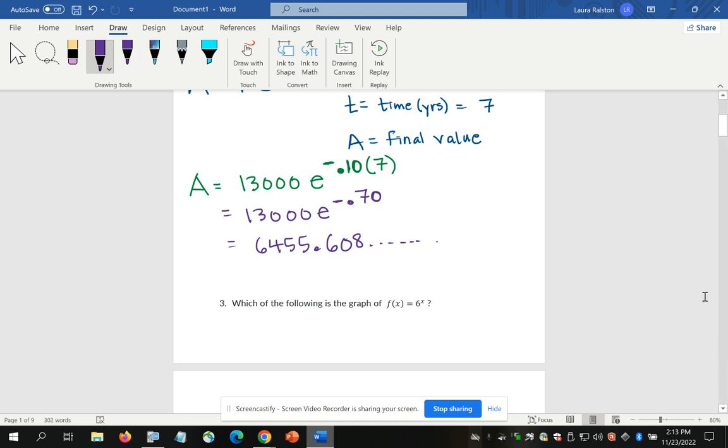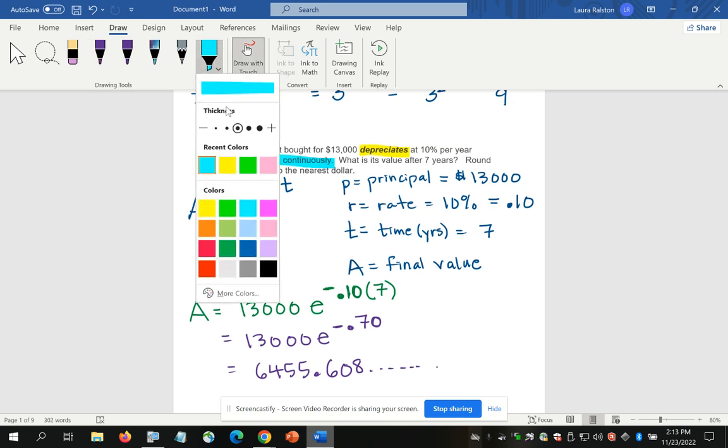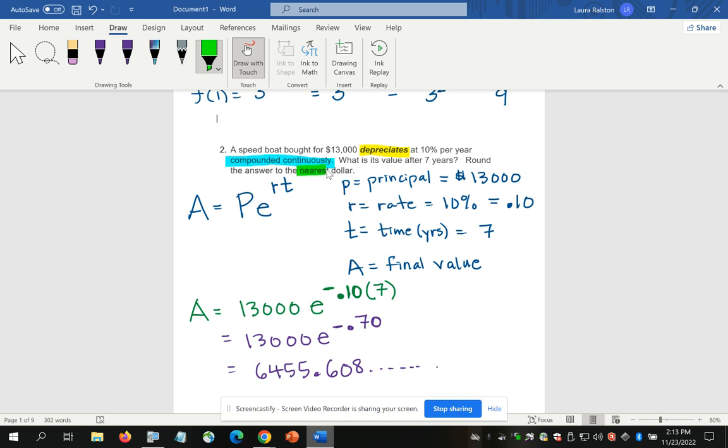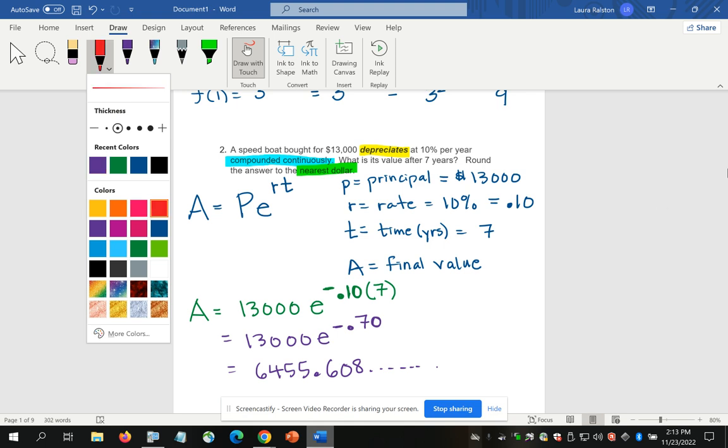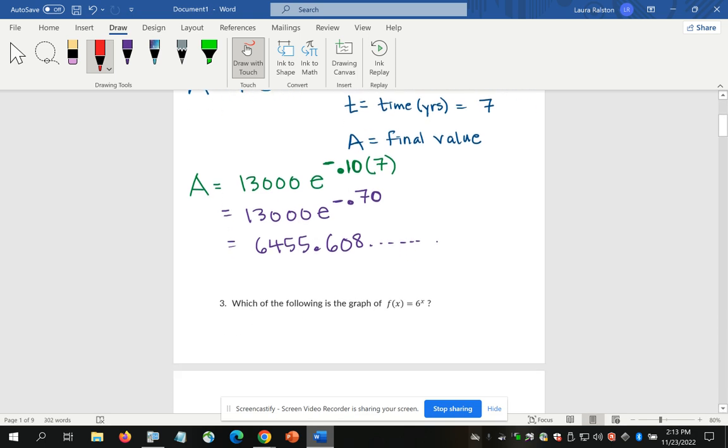If you go back to the question, the other thing to note here is it does say round to the nearest dollar. And so if I take the answer that we got of 6,455.6 and round it to the nearest dollar, I'm going to have $6,456 would be the approximate value of the boat after 7 years.